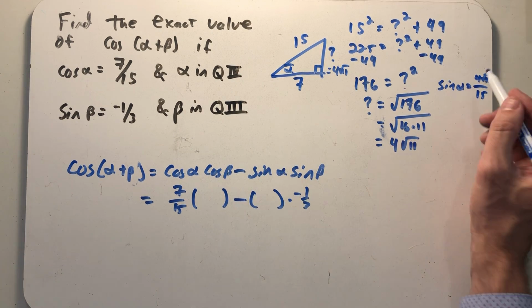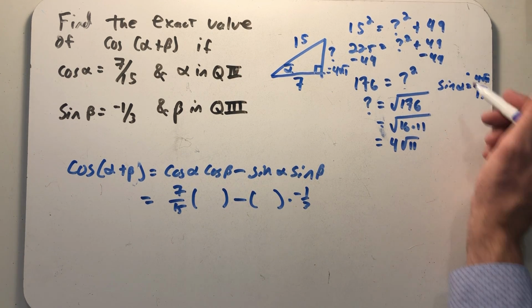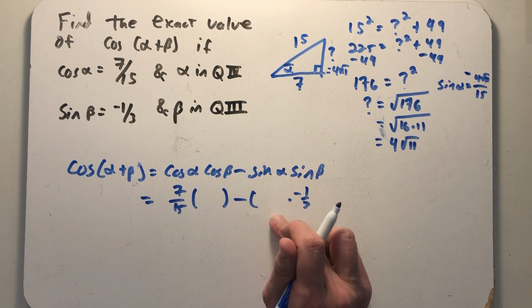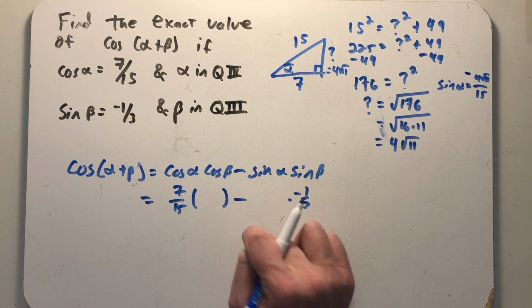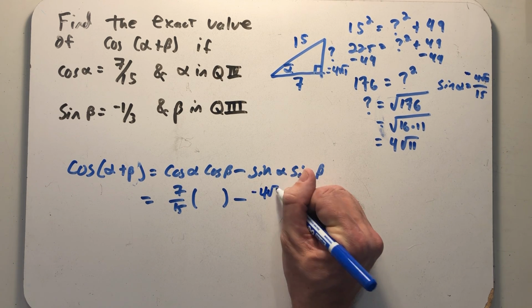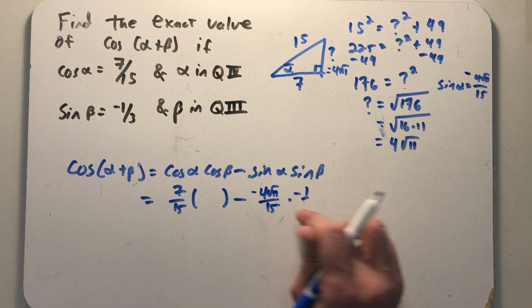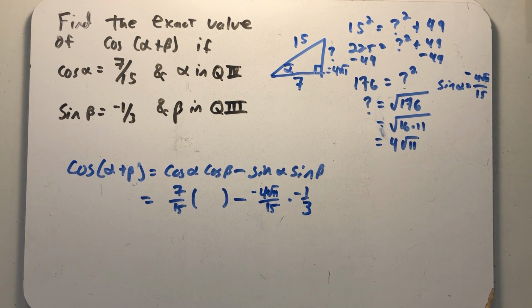But being in quadrant 4, I know sine is negative. All right, well, I can plug that in where the sine of alpha goes. So where that set of parentheses was, I can write minus 4 root 11 all over 15. Neaten that up a little bit.